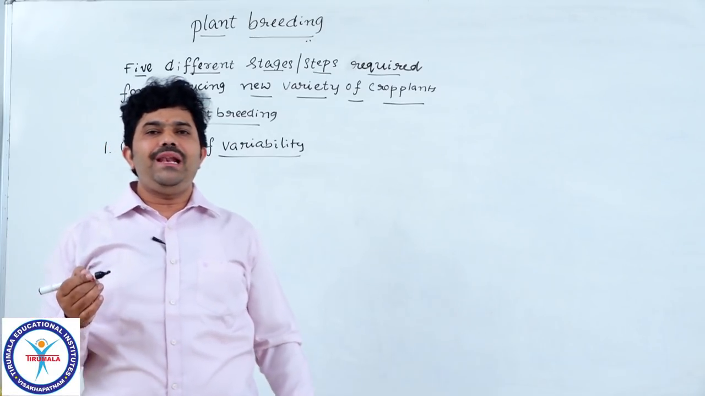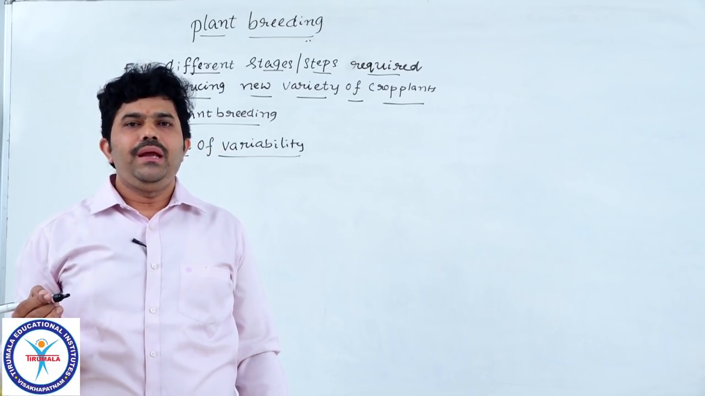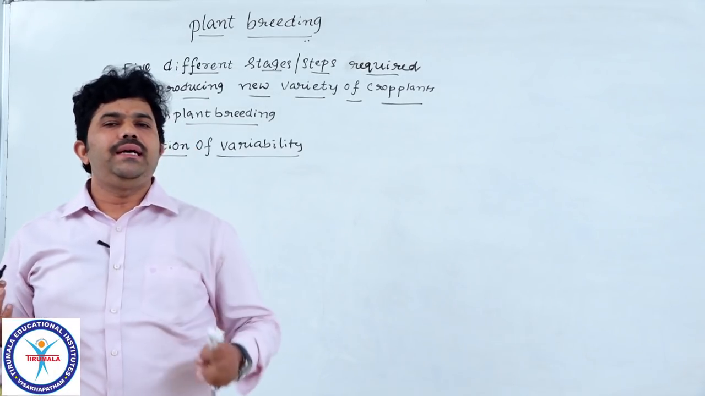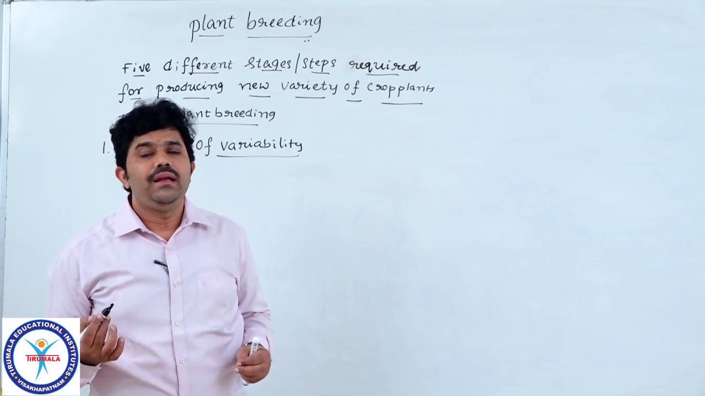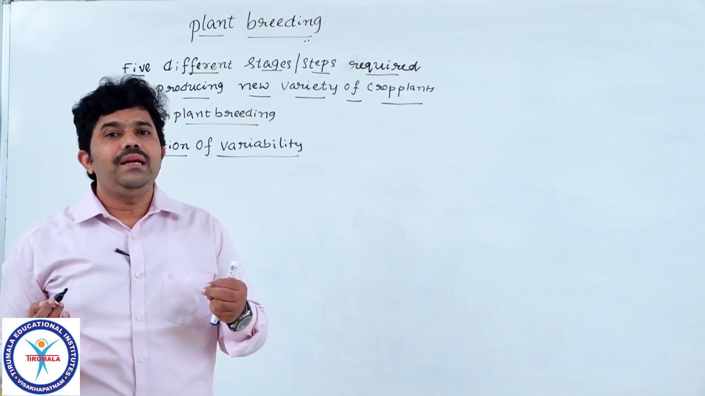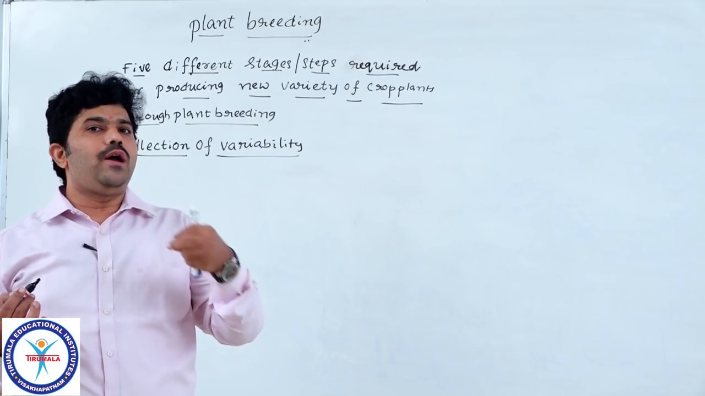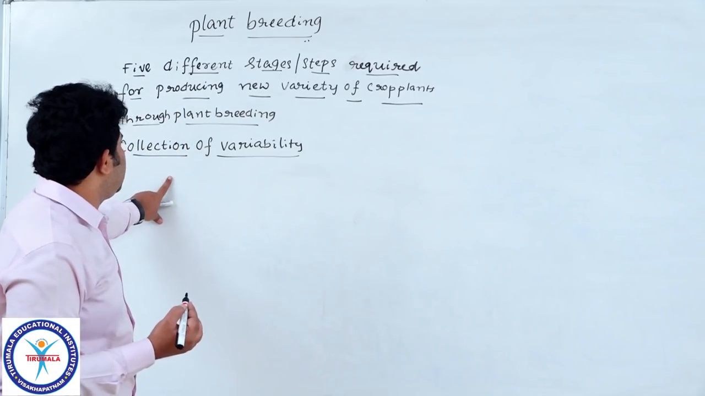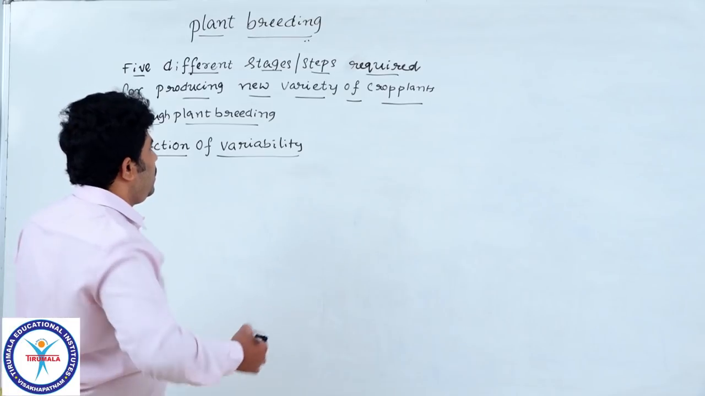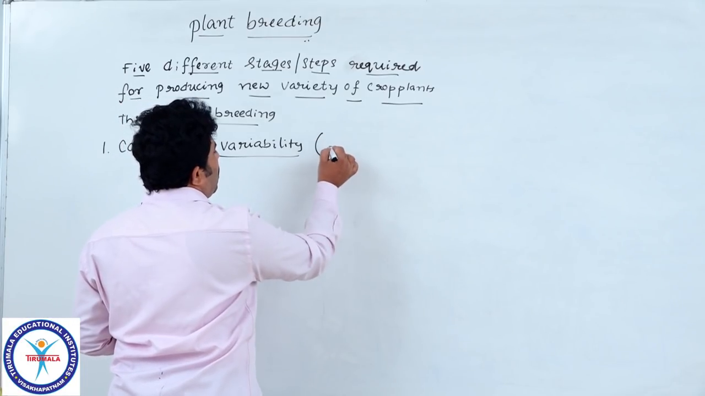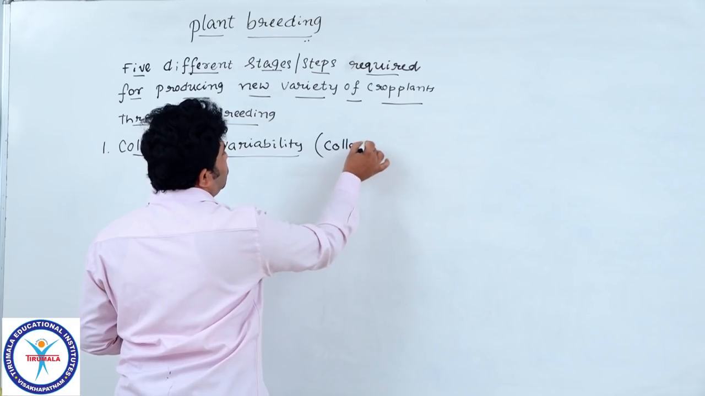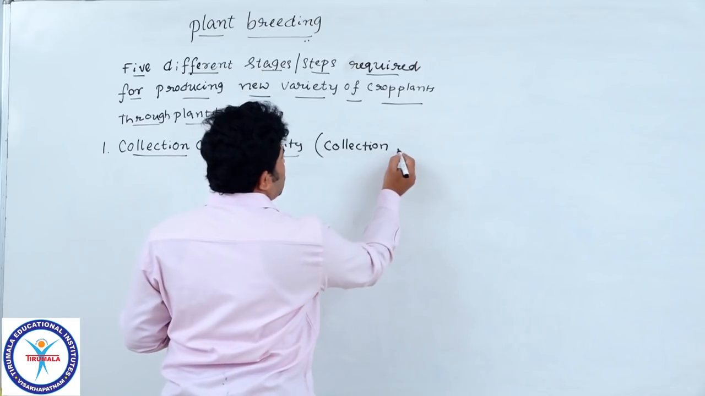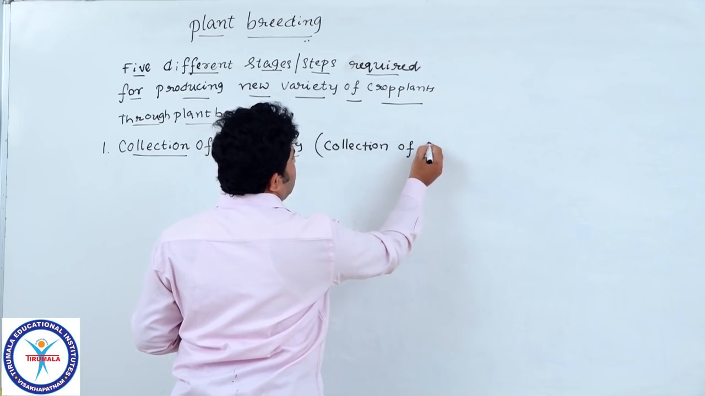Understood? Classical plant breeding is composed of two important processes. What are they? It is crossing, followed by artificial selection. So, in that, the first step is collection of variability. It is also known as collection of germplasm. Listen very clearly. Collection of germplasm.